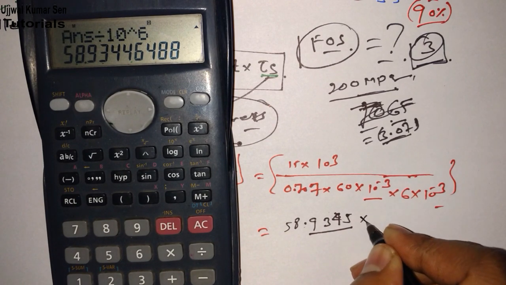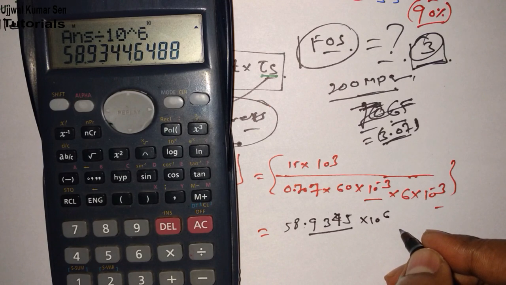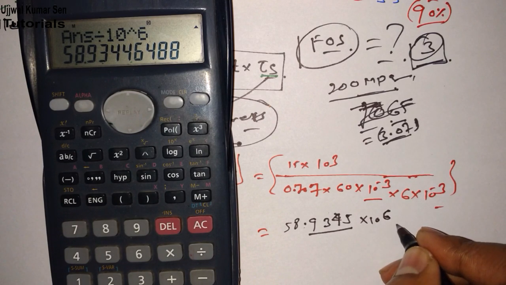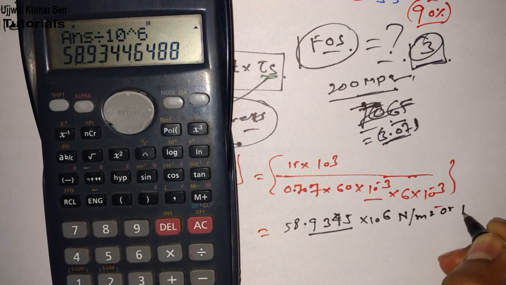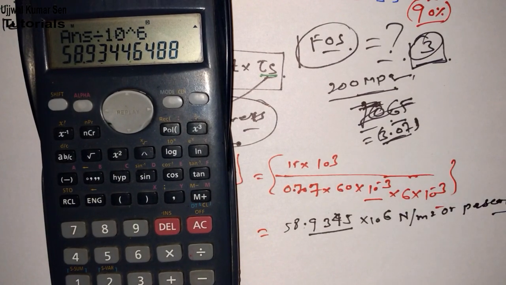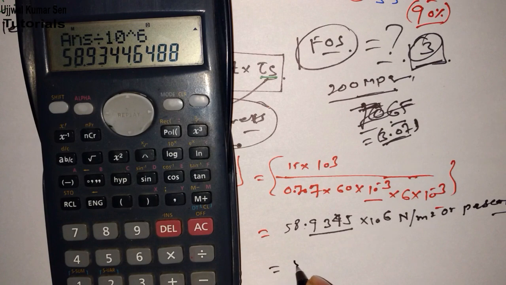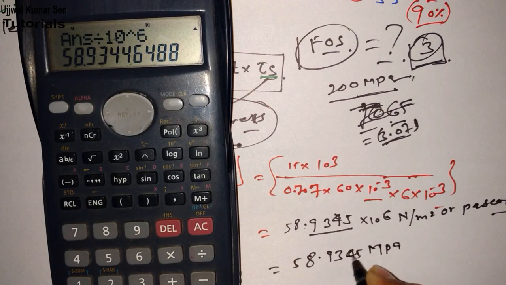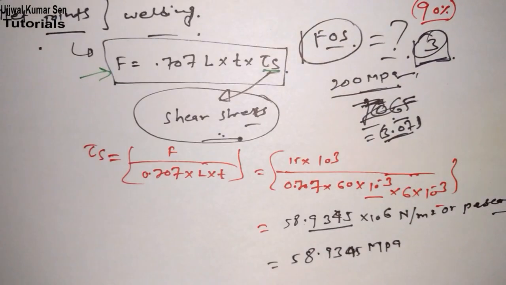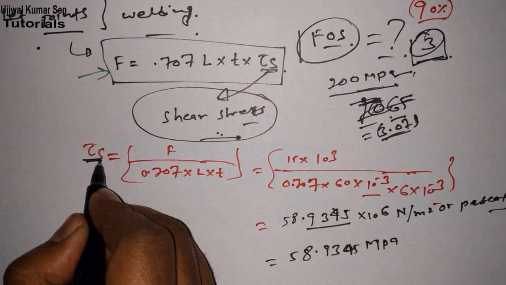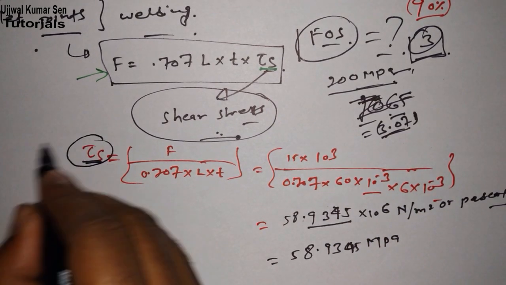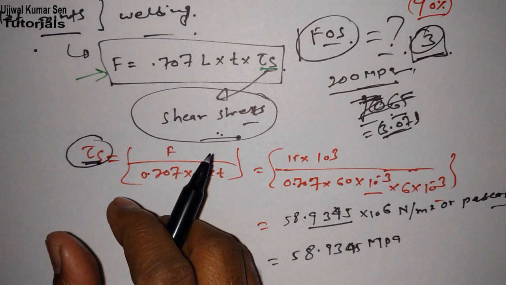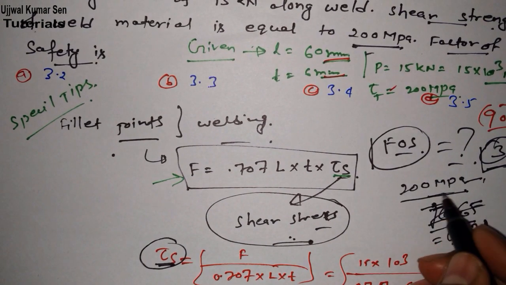Now, into 10 to the power 6, because we have already divided by 10 to the power 6, I have to multiply it back by 10 to the power 6 here. The unit is Newton per meter square, or Pascal. So we can write 58.9345 megapascal. Got it? Now we have got the shear stress that the welding joint is having, but the strength of that weld is 200 megapascal.